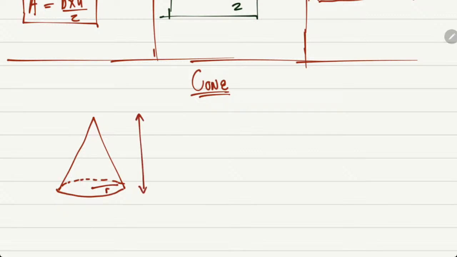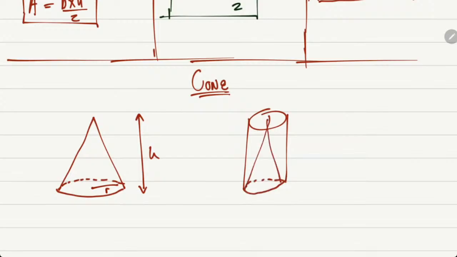We should know for a cylinder. For us to know for a cone, we should know for a cylinder, because a cone is just a cylinder when you cut it like this. So this will be the height. This will be the radius.